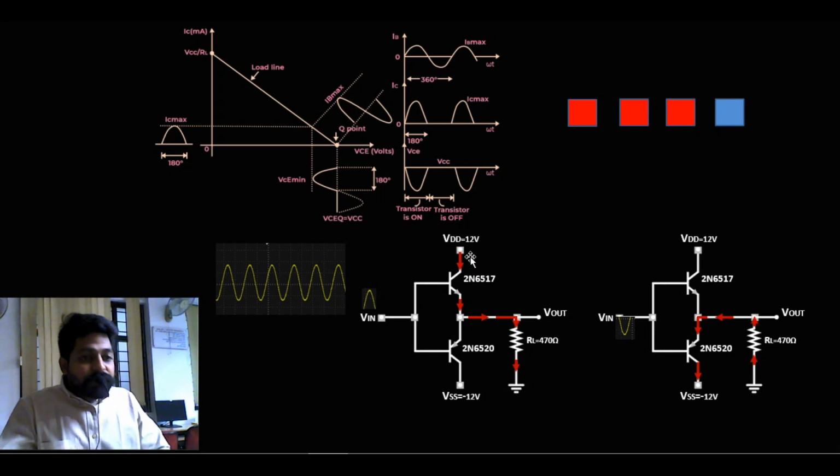So let us do the simulation for the class B power amplifier, the complementary symmetry type class B power amplifier, right now. Before we do the simulation, let us first have a discussion on power amplifiers, where we consider the public addressing system as an example, where I give a very weak signal as an input, and it will be amplified by the voltage amplifier.